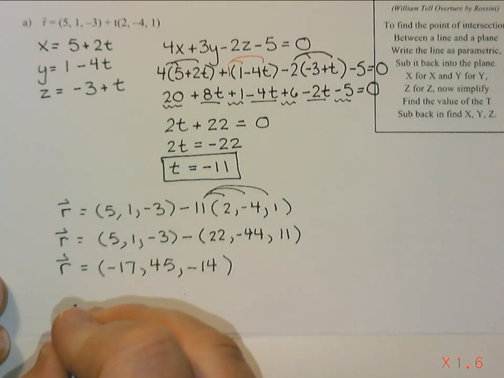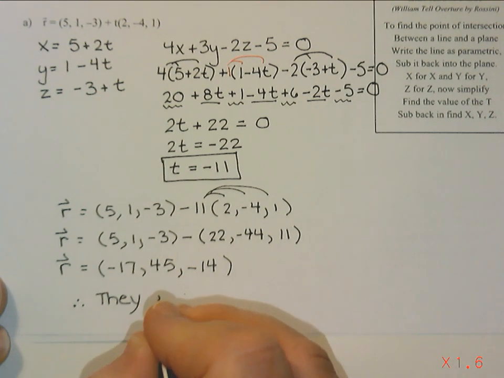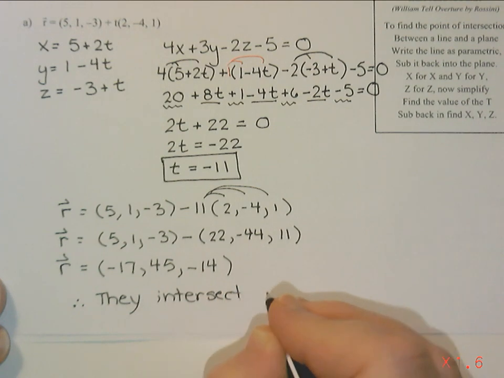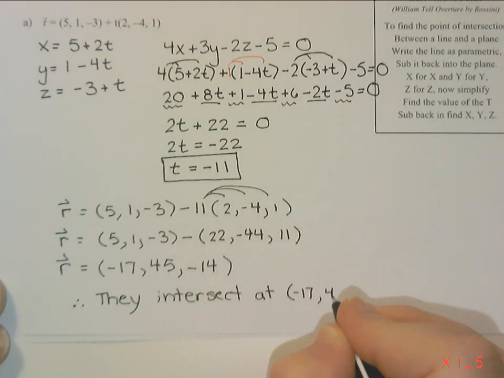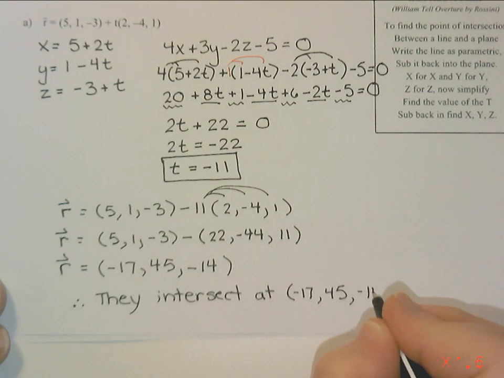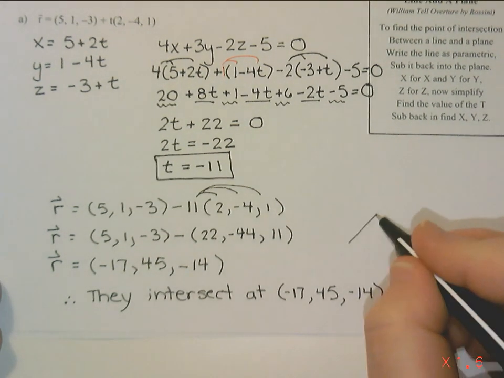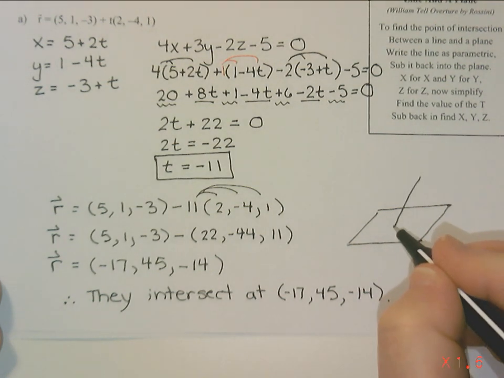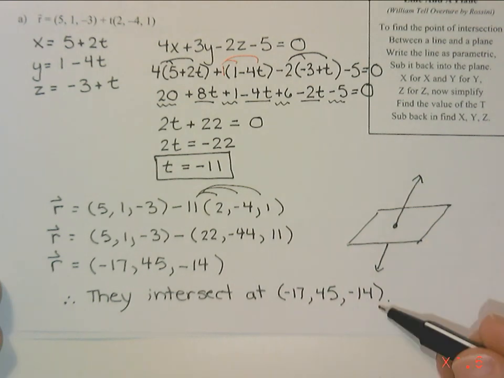So I'm going to say, therefore, they intersect at negative 17, 45, and negative 14. And then it did ask for a geometric representation, so there would be a plane, and then my line is going to somehow intersect at one single point, and that point is negative 17, 45, and negative 14.